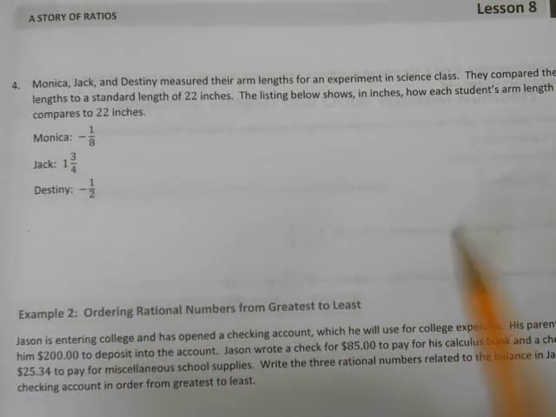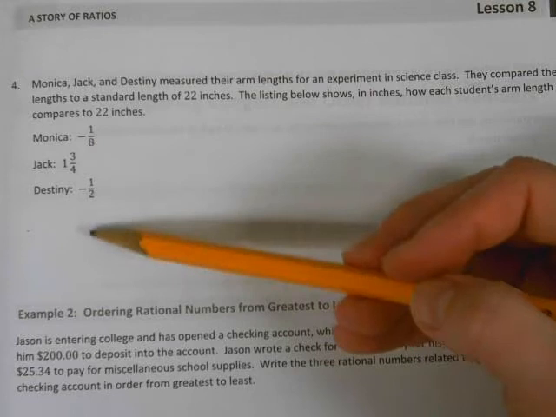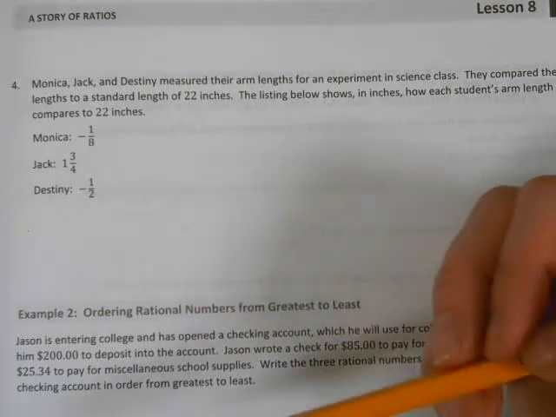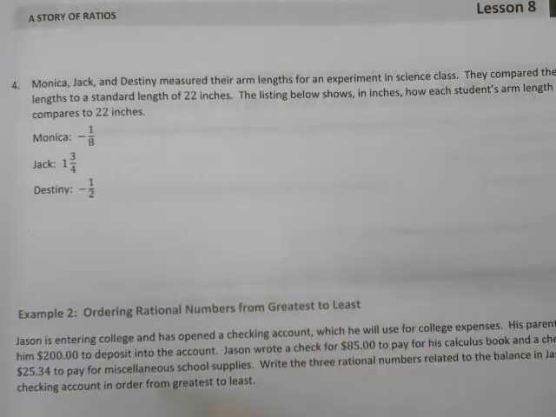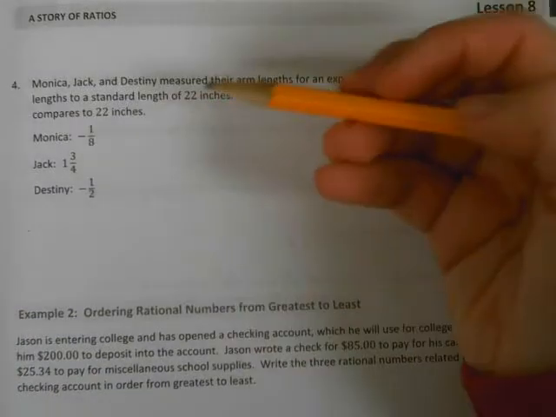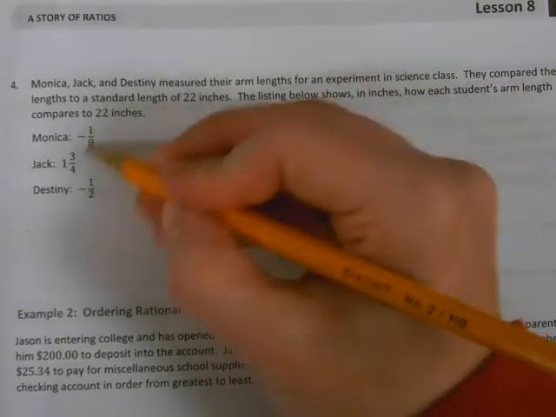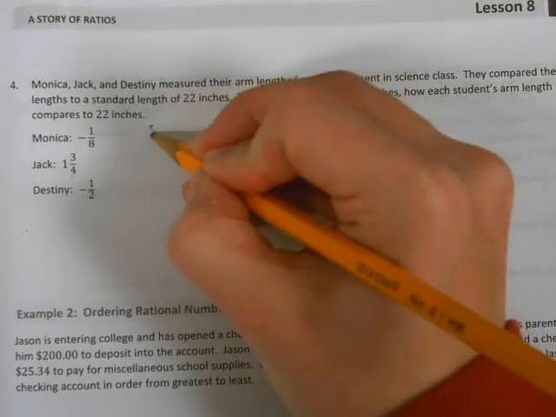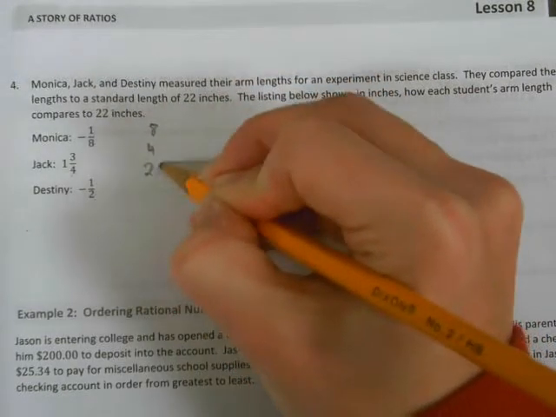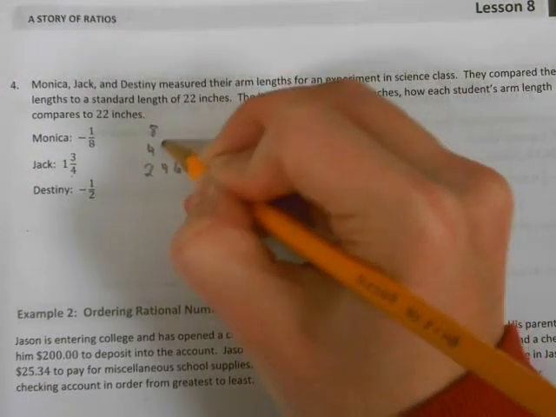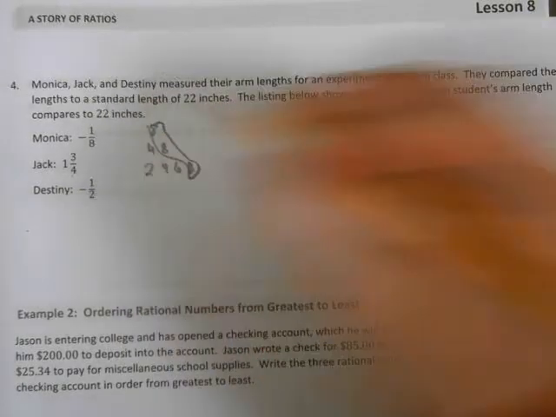Now you have two options. You can turn these into decimals, or you can find a common denominator. So I am going to show you both so that you have that option. So a common denominator between 8, 4, and 2. If we skip counted, we'd see that 8 is their common denominator.